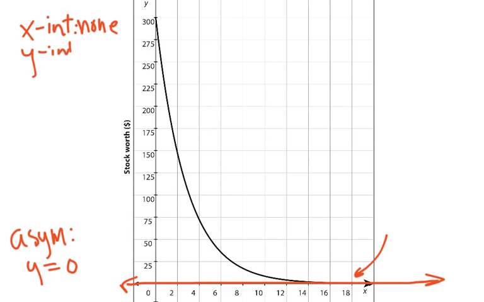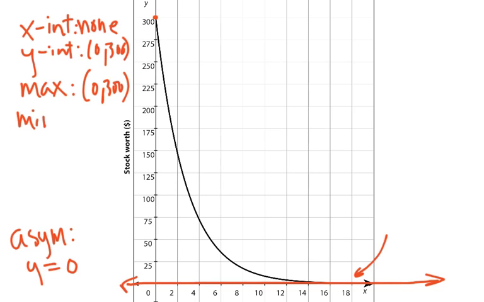Okay, now a y-intercept at (0, 300), which would also be our maximum, right? The highest point we get is (0, 300). Because of this idea of an asymptote, we don't have a minimum. It'll never actually be 0, but it'll get really, really close.